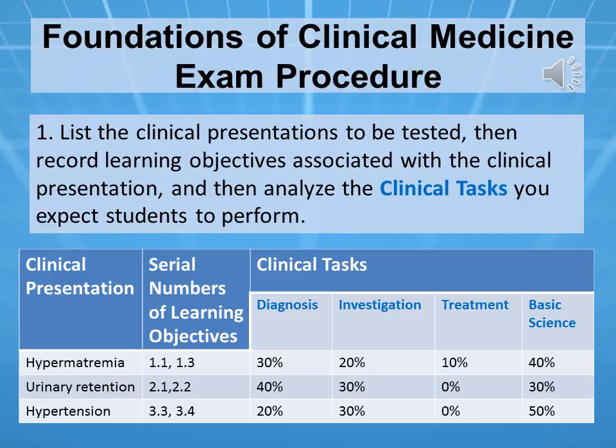In relation to these clinical presentations, you then pick up the learning objectives in the assessment plan that will be tested in the exam. And again, as in the other things, you use the numbers, not the actual text for the learning objectives. Once you have this information, in the third column, you estimate the percentage of the clinical tasks that are expected for the student to perform.